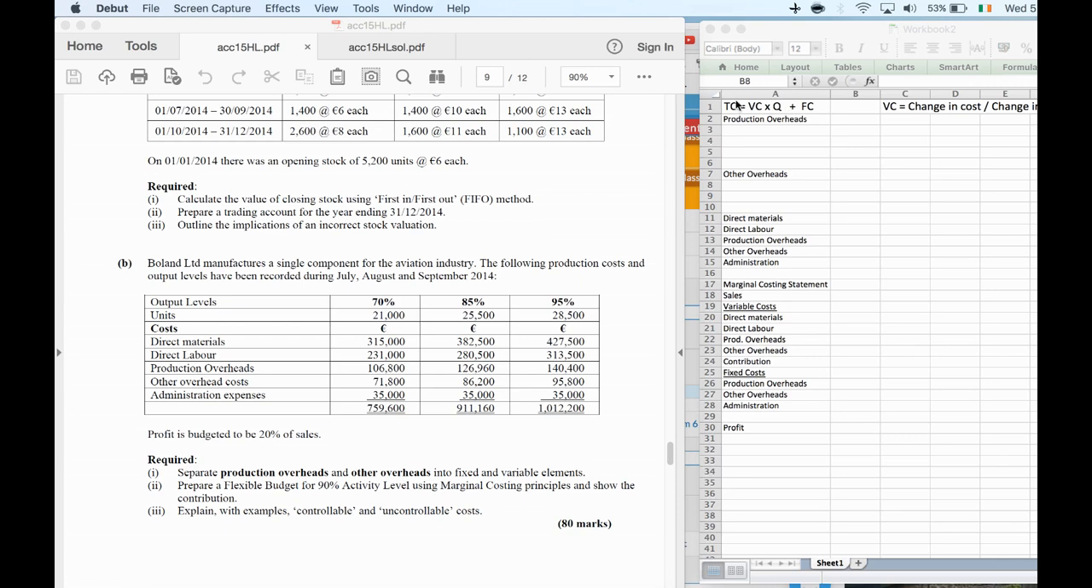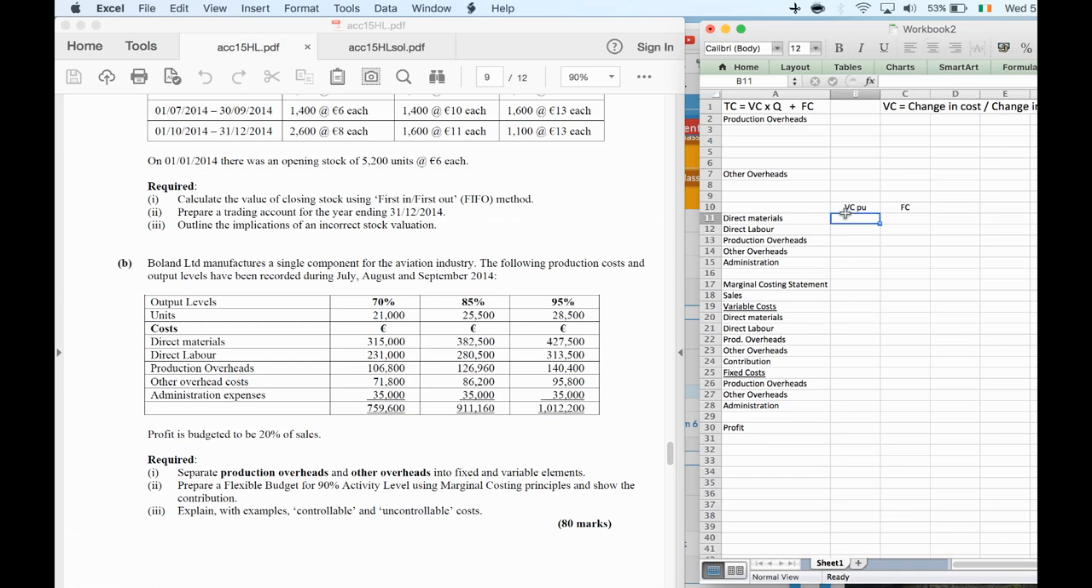To be able to separate our costs, we need to use the total cost as variable cost times quantity plus fixed cost. First, we'll use the variable cost is the change in cost divided by the change in quantity. That's how we're going to find out what our variable cost is. So, for example, down here I'm going to have a table where I'll have my variable cost per unit and my fixed cost per unit, or fixed cost in total, and then I'll have to work it out for a particular percentage of activity at some stage.